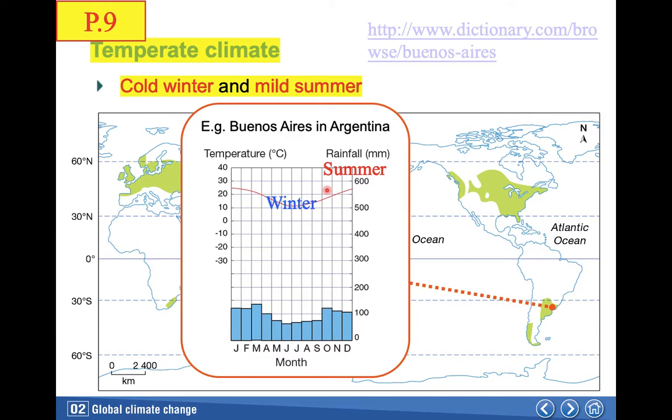Even in summer you can see the temperature is lower than 25 degrees Celsius. However, in the winter, from late May to early September, or in July to August, in June to August, it is only around 10 degrees Celsius. So it's a cold winter, and they have a mild summer. Mild summer means not very hot.